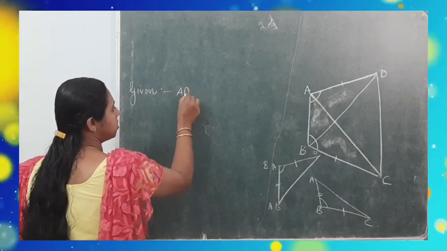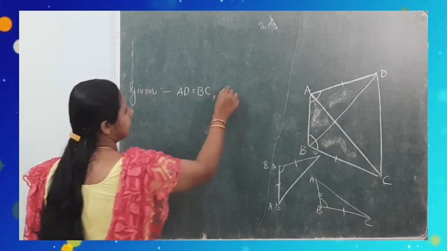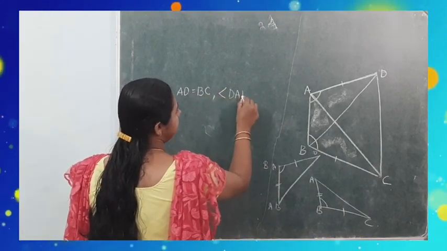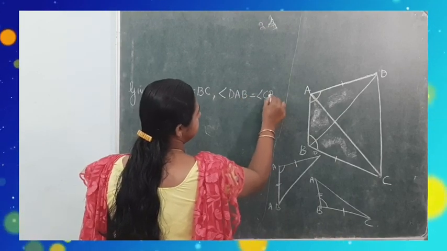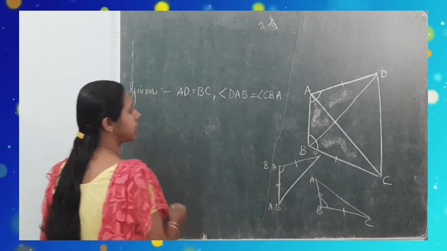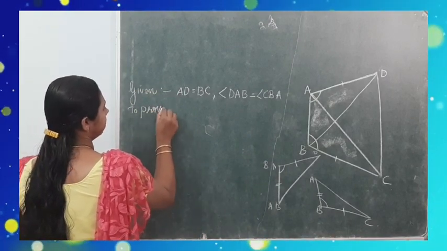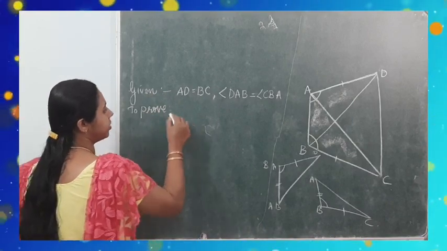AD equal to BC and angle DAB is equal to angle CBA. These two things are given. To prove, what all things we want to prove, three things that you should write it here.